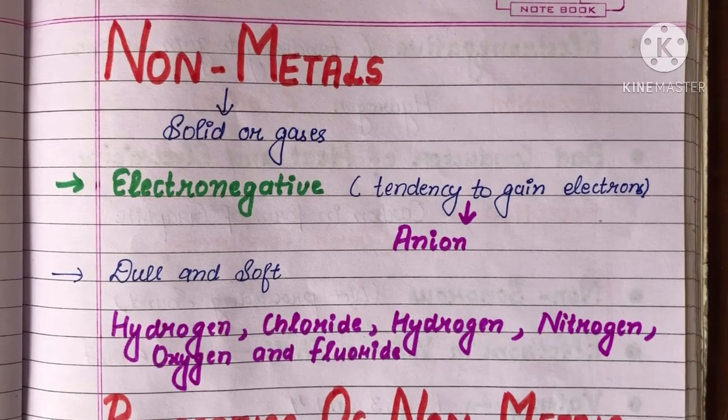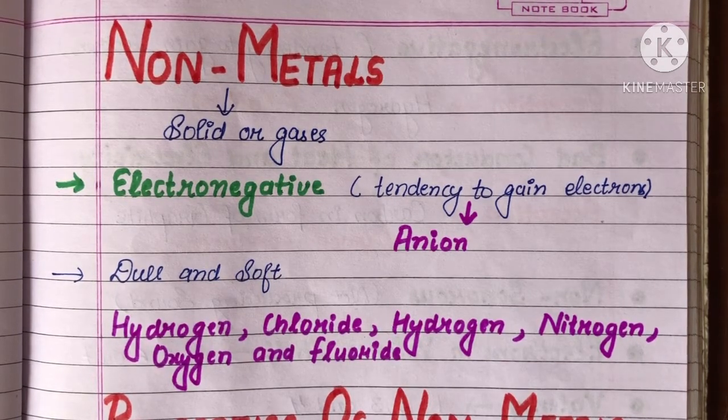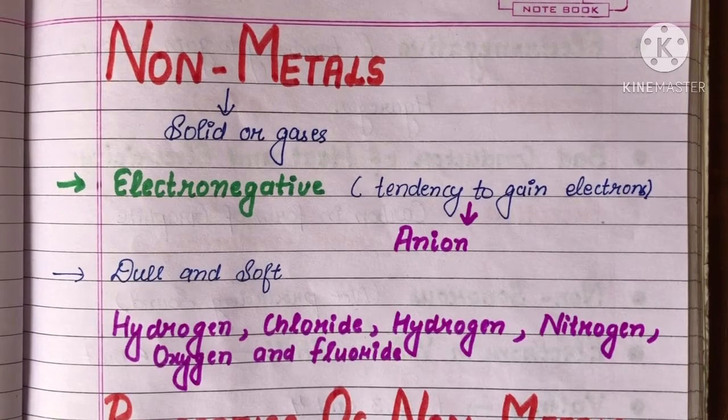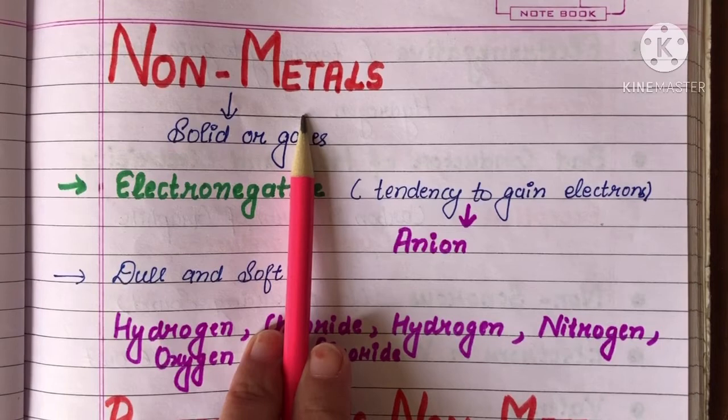So in the previous video we have started chapter number 6, that is metals and non-metals, and in that video we have discussed some metals and their properties with some exceptions. So today we are going to start our next topic, that is non-metals. So what are the non-metals?